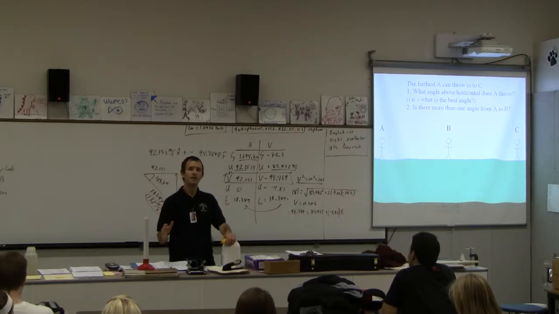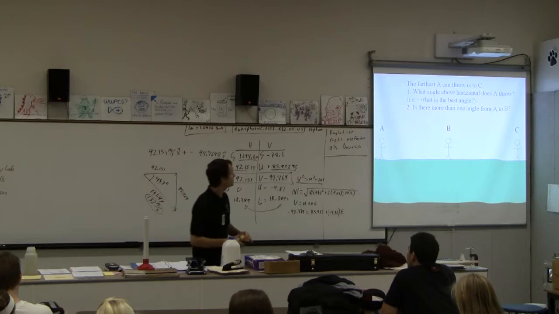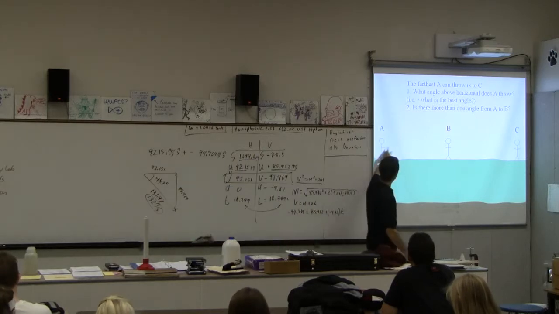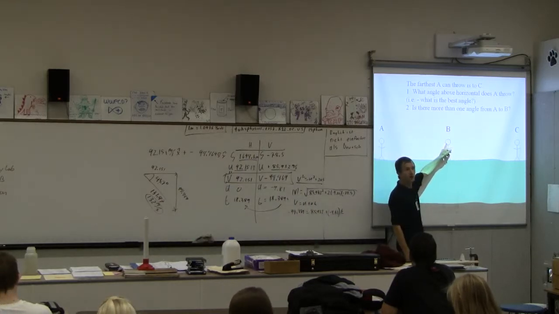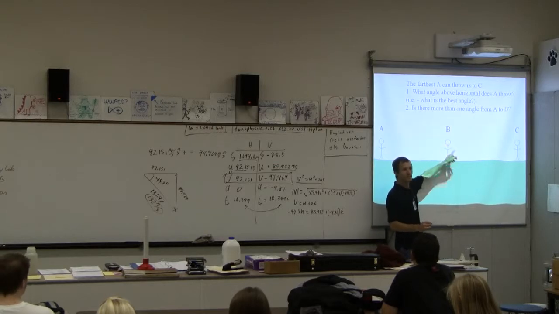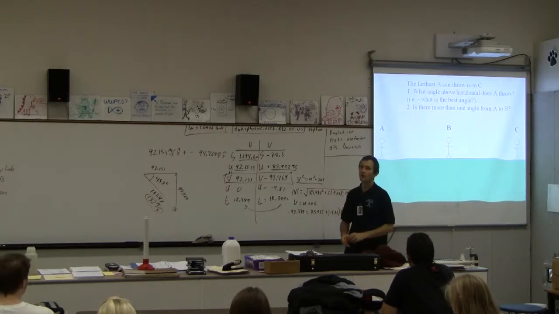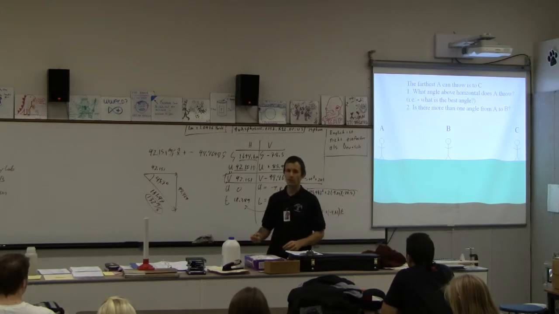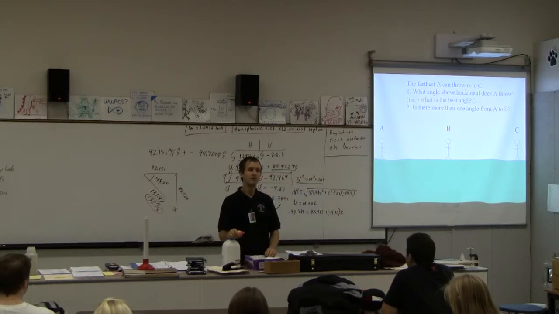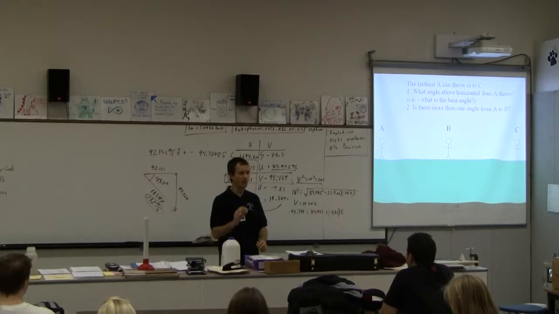Now, what if we use the same velocity, but we change our angle so that it doesn't go as far? So we throw at the same speed, but we just change our angle so it doesn't go as far. Is there more than one trajectory that will reach B? Yes. What are they? One really high, one really low. Yeah, one really low, one really high, right?